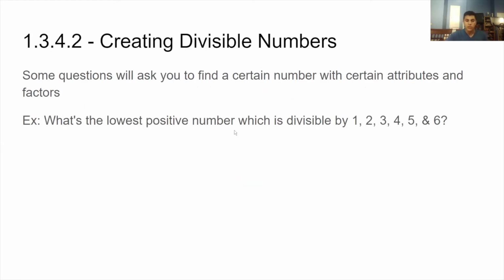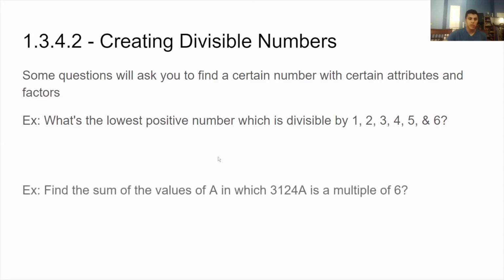And then we talked about, finally, types of questions in number theory where they ask you to create divisible numbers, which means creating numbers that fit certain conditions. And we did 2 examples here, one about finding the lowest positive number, which is divisible by 1, 2, 3, 4, 5, and 6, where we had to use prime factorization in order to find it. And then a second where it asks you to find the sum of the values of A, in which 31,240A is a multiple of 6.